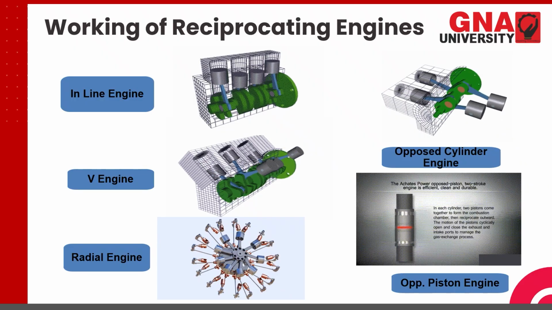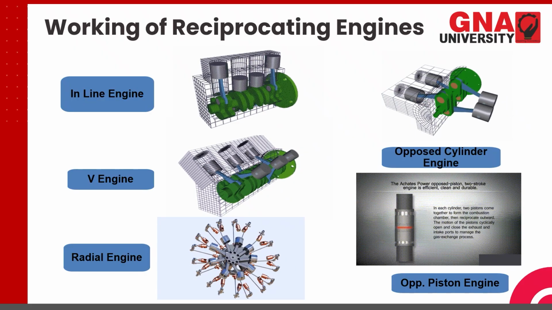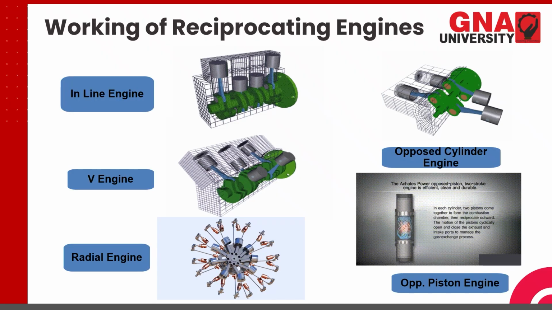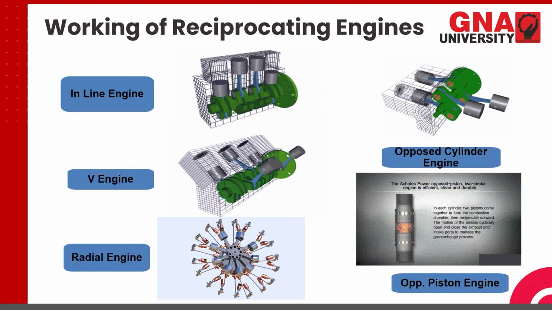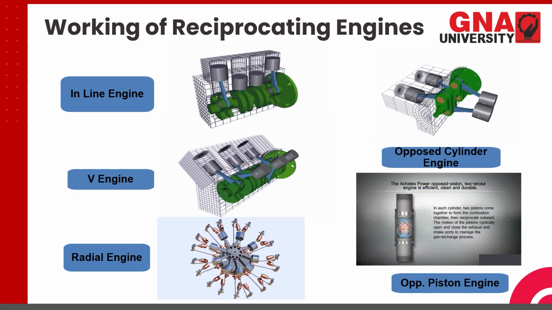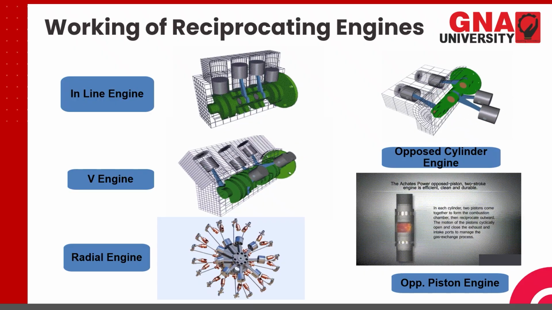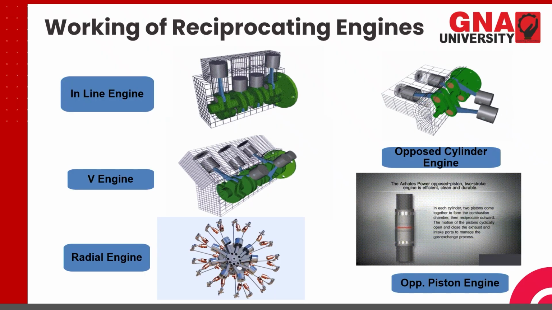Then the final one is the opposed piston system. Now you can see these 2 slots through which the inlet charge is entering and exhaust charge is leaving, and 2 pistons are there. They are placed opposite to each other. When the charge enters here, it is compressed by both pistons and then burnt, and then the exhaust gases leave from here. You can see the inlet charge as blue lines and the outlet charge as red lines.